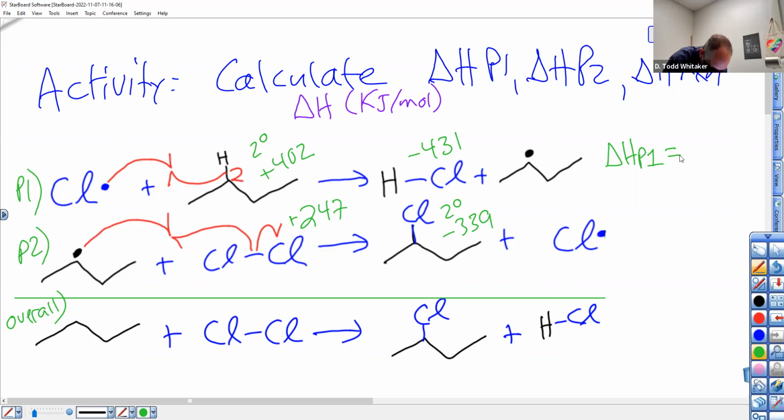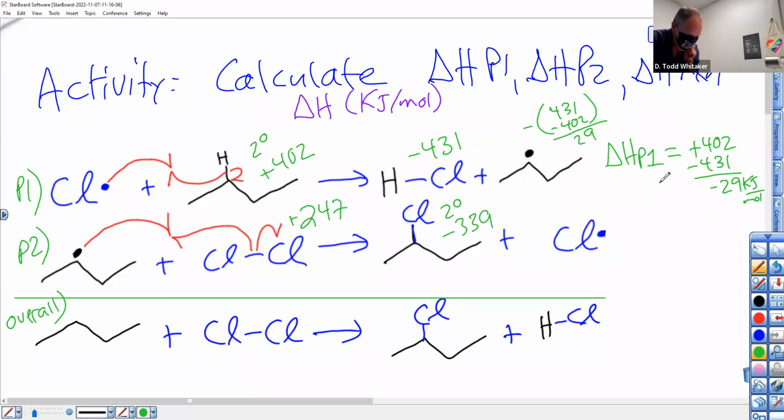Okay. Plus 402 minus 431. No calculator class. So I take the bigger one and subtract the smaller one, and then I take the negative of the answer because it's wrong. And then I got a 9, and I got a 2, and it's a negative 29 kilojoules per mole. Okay. So because I had small minus big, I flipped them and did big minus small, and then flipped my sign. And I better flip the sign.